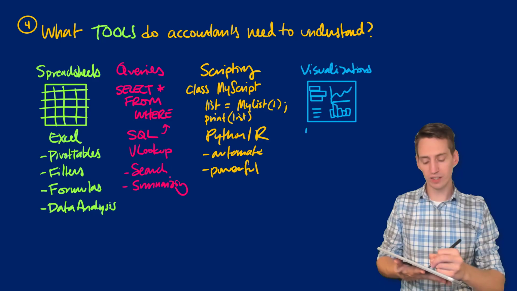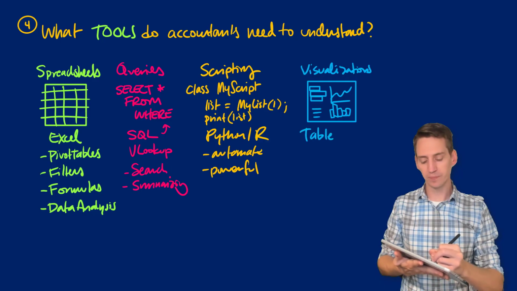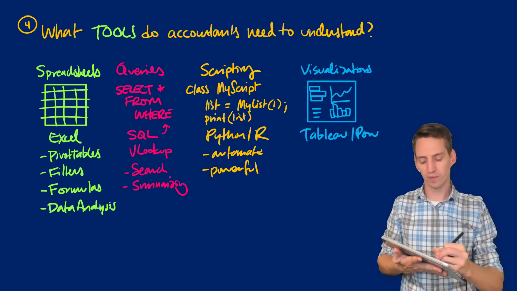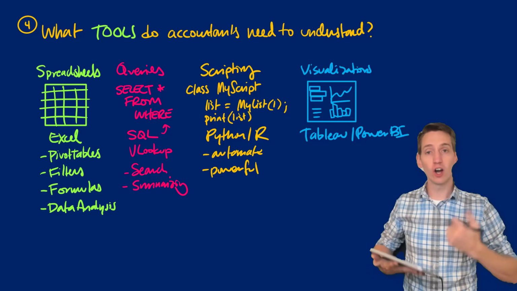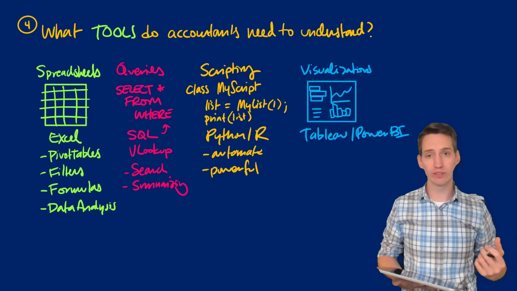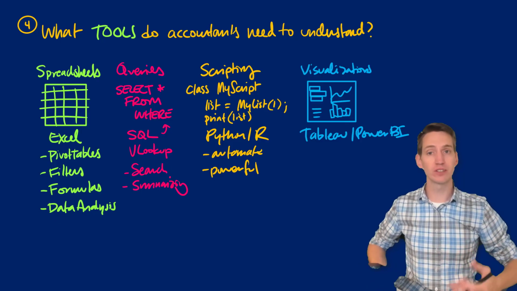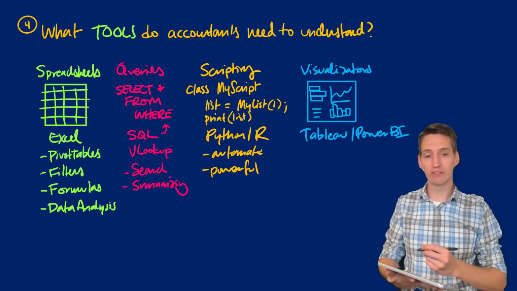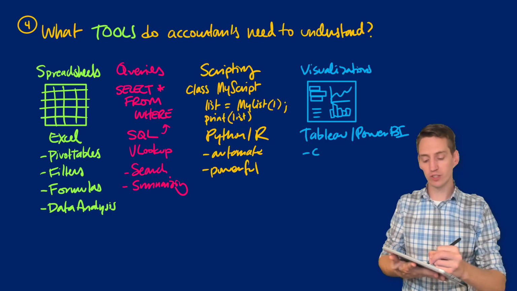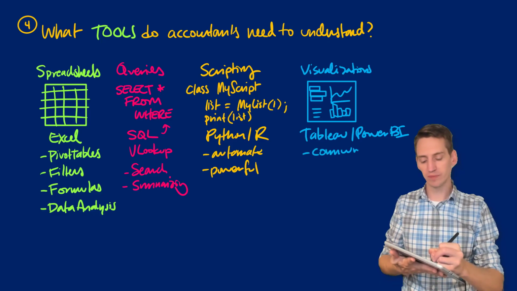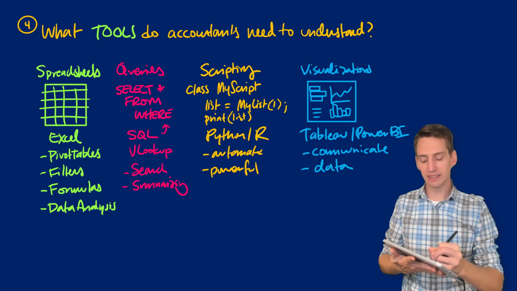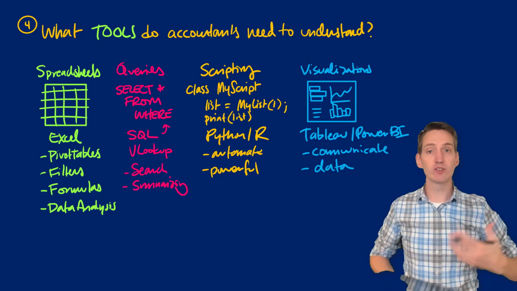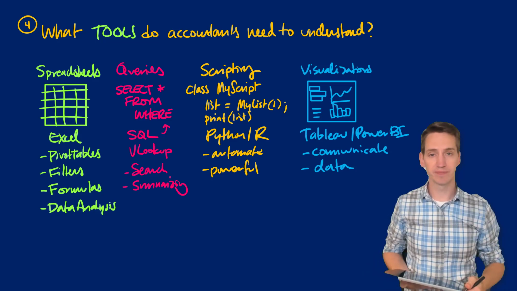Some major players here are Tableau and Power BI. But in keeping with the idea that accountants are storytellers telling the history of the firm, being able to use the numbers to share a story in a given way, we need to be able to use this to effectively communicate and tease out the data so that we can influence the decision-making process.